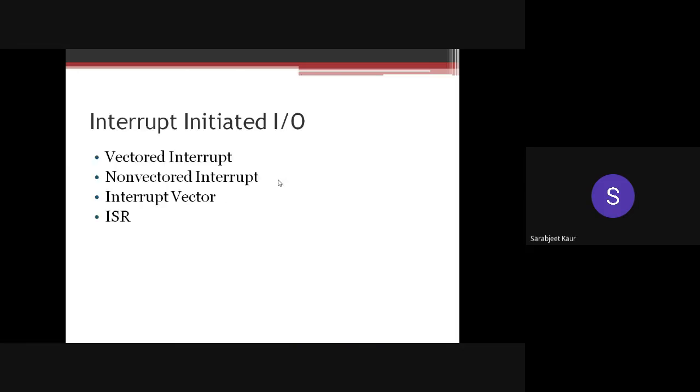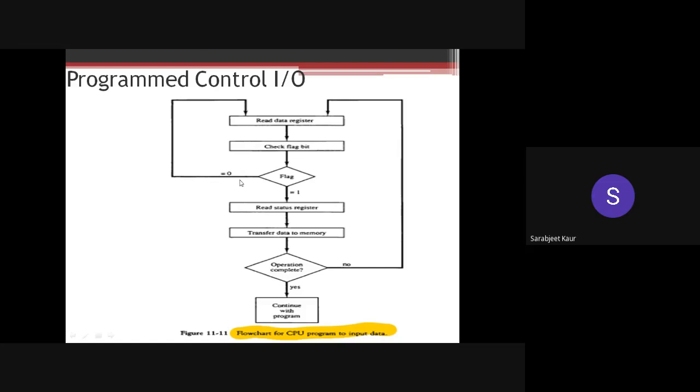So what is the advantage of interrupt initiated IO? The advantage is that the CPU gets free from this lock and can do considerable work while the IO device is getting ready to transfer the data. The CPU doesn't have to wait. Other jobs can be processed side by side.